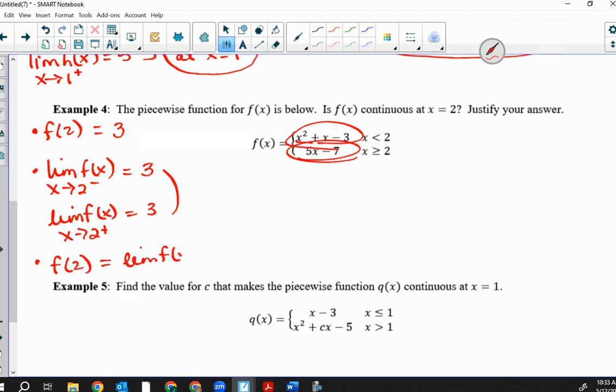All right, the third thing you need to write is that f of 2 is equal to the limit of the function as x approaches 2. Okay, what does that mean? What's your conclusion? Therefore, f of x is continuous at x equals 2. Perfect, yeah.